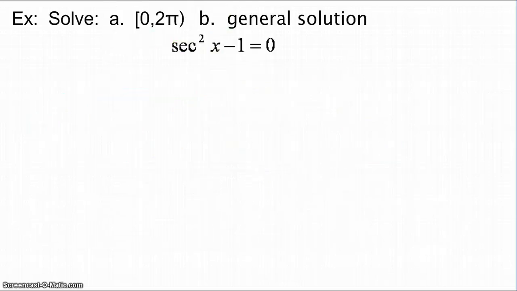Okay, now I'm going to have you do a bunch of examples. So next one here, I want you to try and solve between 0 and 2 pi, secant squared x minus 1 equals 0, find a general solution as well. Pause the video, do that, unpause when you're ready to check your work.